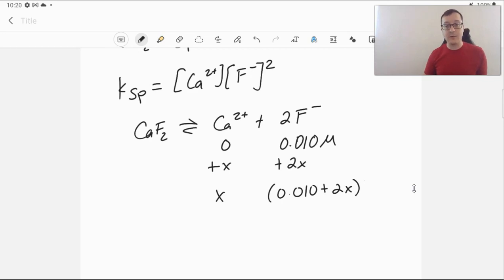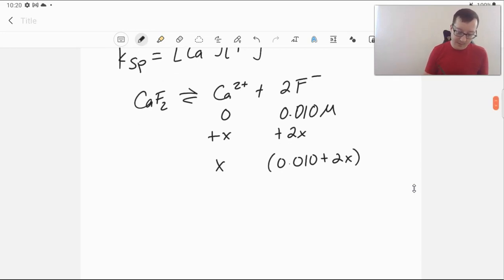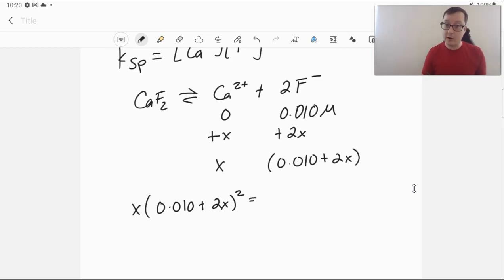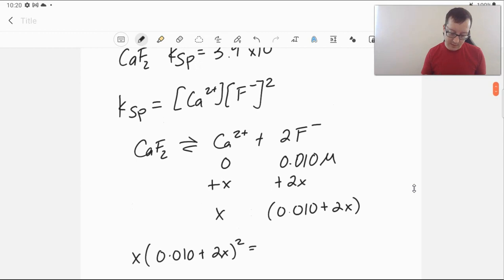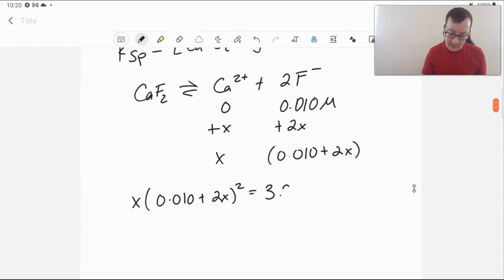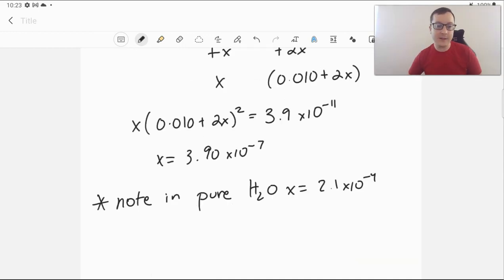And of course, with this, we can calculate X. We can say, okay, we have X times (0.01 plus 2X) squared equals our solubility product constant, which is 3.9 times 10 to the negative 11. Solve for X, which I should do right now, so I'm going to pause the video. All right, having plugged those numbers into Wolfram Alpha, we get an X that is equal to 3.9 times 10 to the negative 7th power.